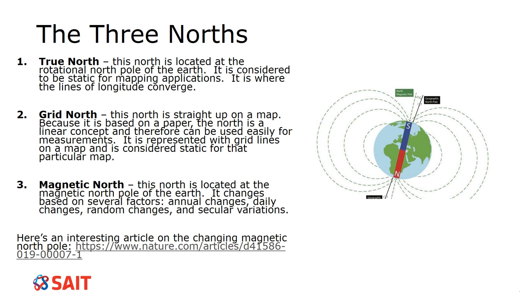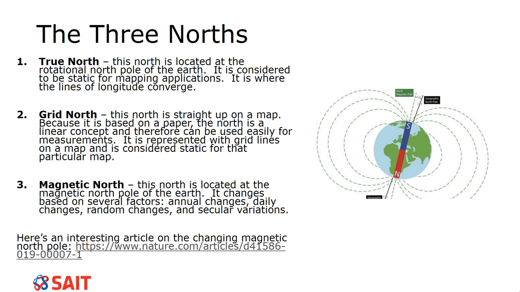Annual changes, they swing back and forth. It's a kind of a pendulum movement. It's not a lot. Like by the time you get even down to Calgary, you hardly notice it. You're certainly not going to notice it on a compass.